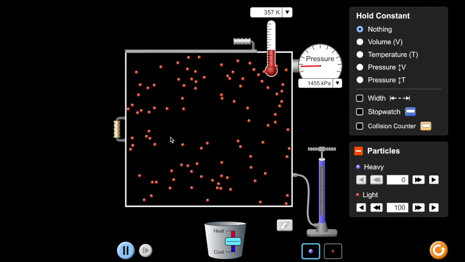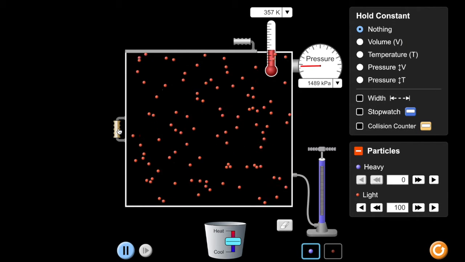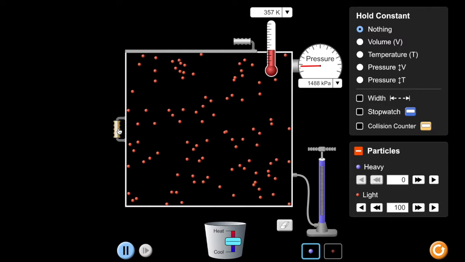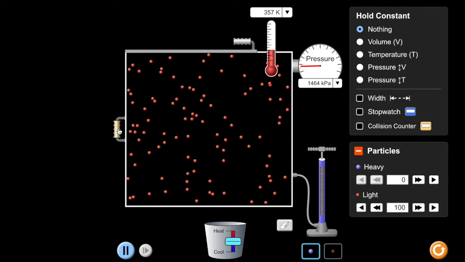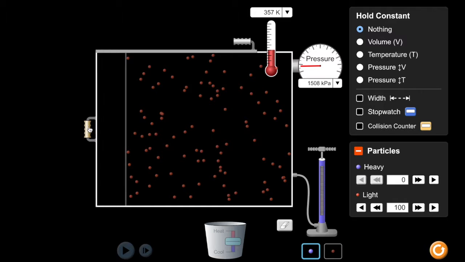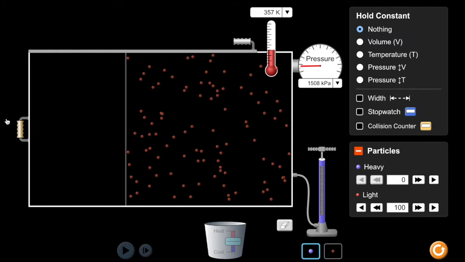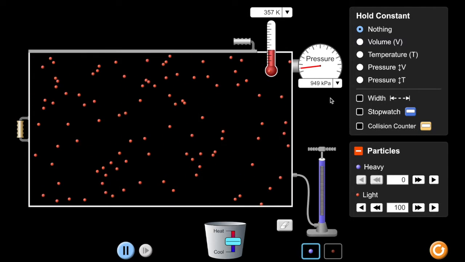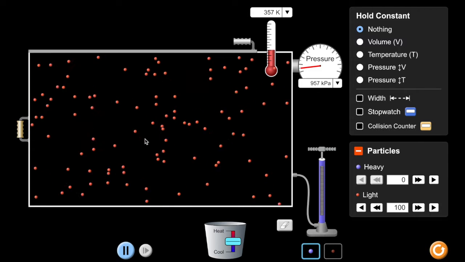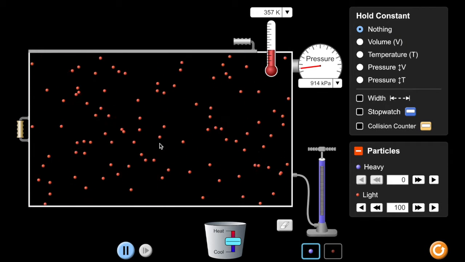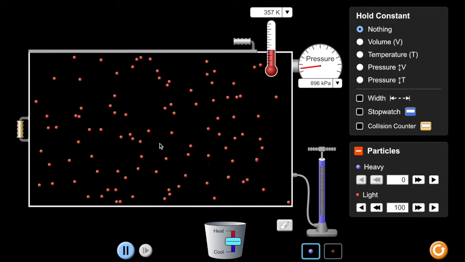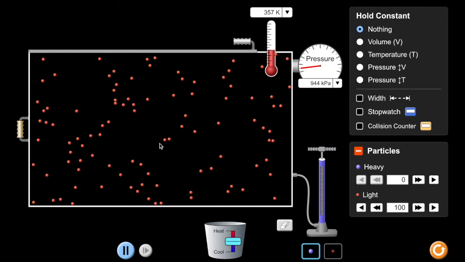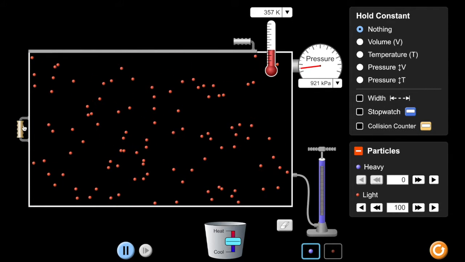So let's look and see again what happens if we increase the area that these particles have to collide over, right? So if we increase the volume of our container, pull that out there, we can see that our pressure drops pretty dramatically, right? So again, we have the same energy here, but it's dispersed over a wider volume. And that means that we're going to have a lower pressure. Remember, pressure is equal to force over area. If area increases, we're going to have a lower pressure. Okay, let's bring that back.